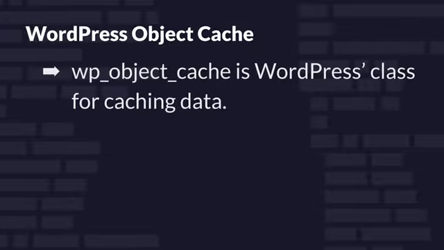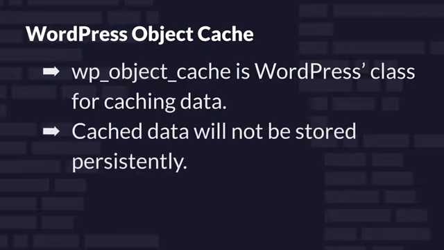WP Object Cache is WordPress's class for caching data, and by default, the object cache is non-persistent. This means that data stored in the cache resides in memory only, and only for the duration of the request. Cached data will not be stored persistently across page loads unless you install a persistent caching plugin.